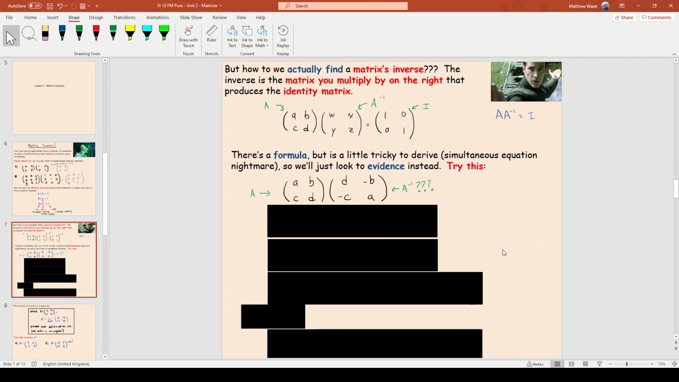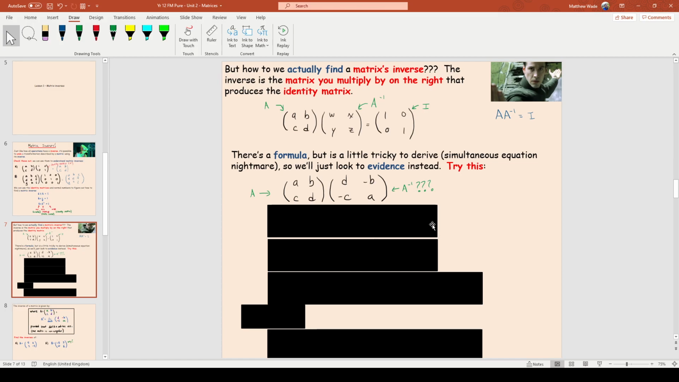Here we go. Here's what I'm going to suggest to you. Here's the original matrix, A, B, C, D, and I want you to times it by this. Because is it A inverse? Maybe. So I've made up a different matrix for you to times it by. So D, minus B, minus C, A. So it's the same letters as in A, but written just a bit different. Cool, cool, cool. Well, let's do it.